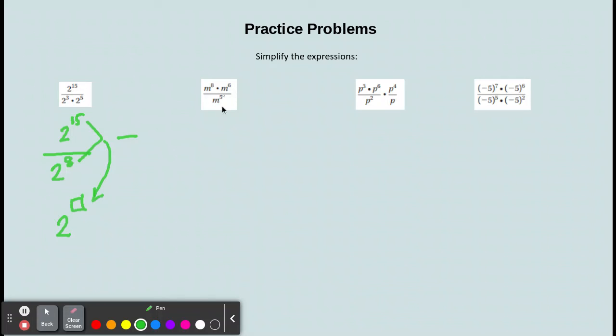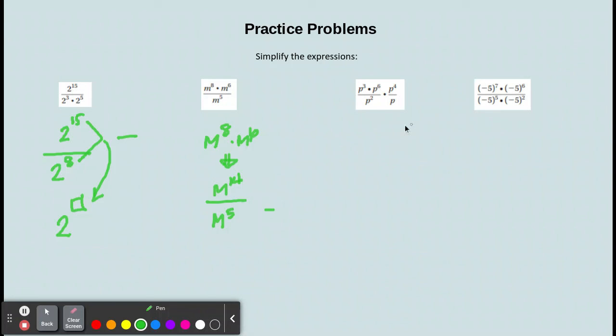Okay, same thing with this one. So let's simplify the top. We'll use our product of powers property that tells us that m to the 8th times m to the 6th is the same thing as m to the 14th because 8 plus 6 is 14. So then our problem becomes this, and we use our quotient of powers property, and we're going to subtract our exponents and come up with our answer.